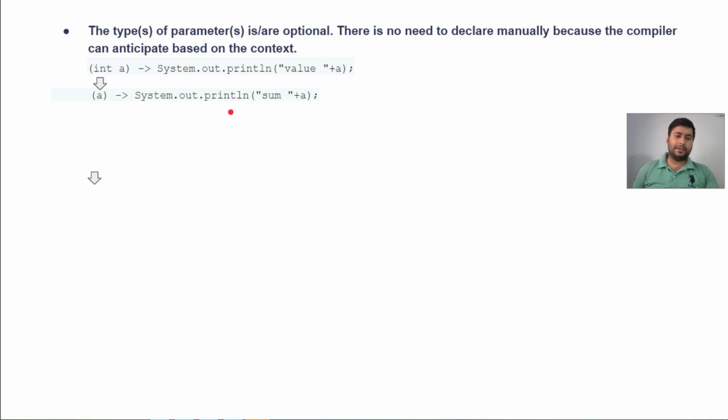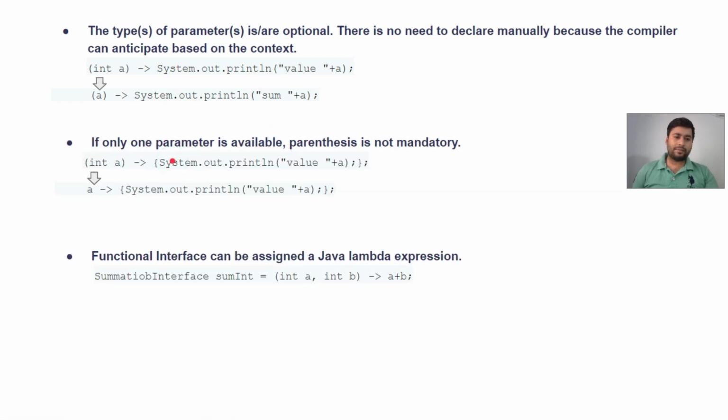If I continue, you can get some other rules. If only one parameter is available, parentheses are not mandatory. If it is one parameter only, then you can remove the parentheses, they are not required. If it is multiple, then you definitely have to give them. If there are none also, you have to give the parentheses. If it is one, you don't need to give them.